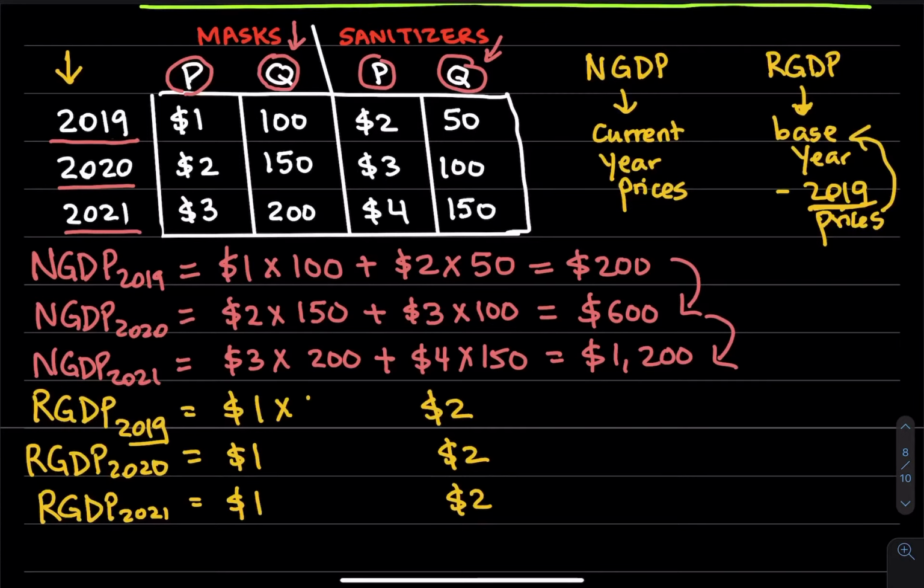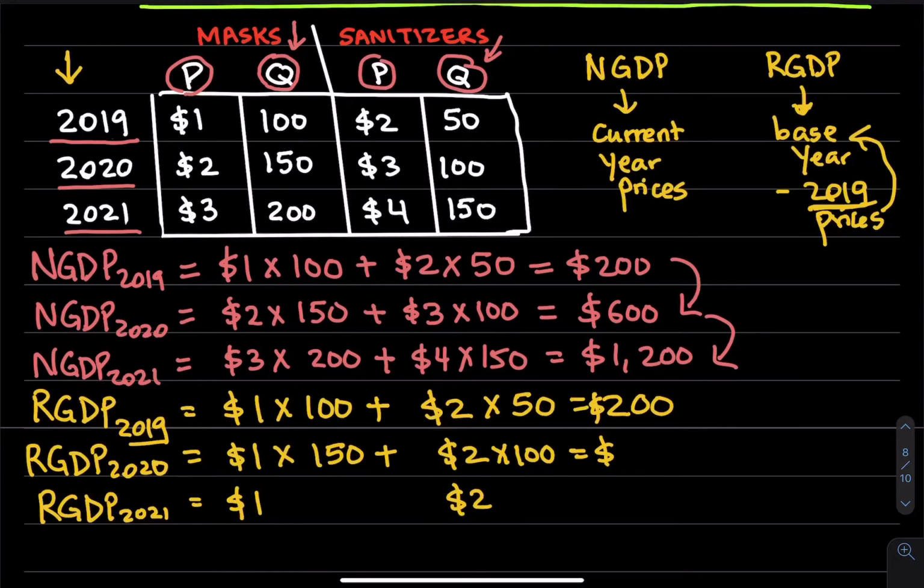So 2019 quantities are 100 masks and 50 sanitizers. So that gives you a value of $200. Okay, and we have 150 masks and 100 sanitizers in 2020. So that's going to give you a value of 350. And finally, we have 200 masks and 150 sanitizers, which gives us a value of 500.